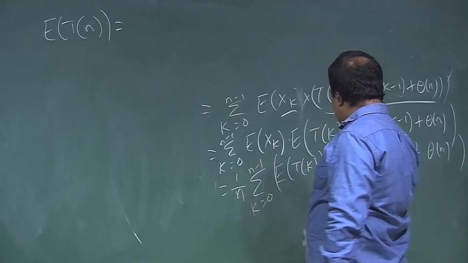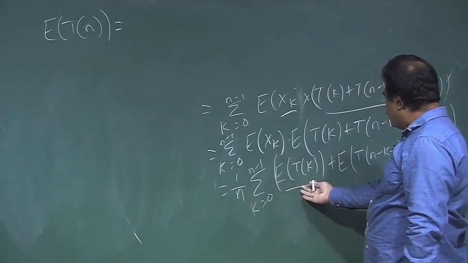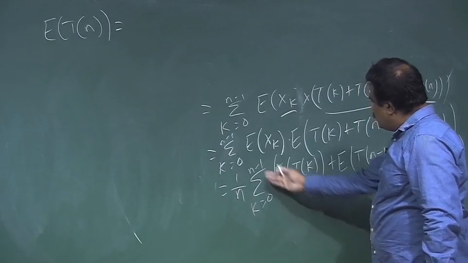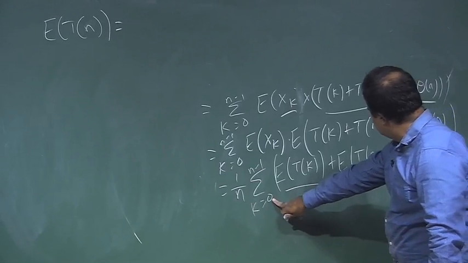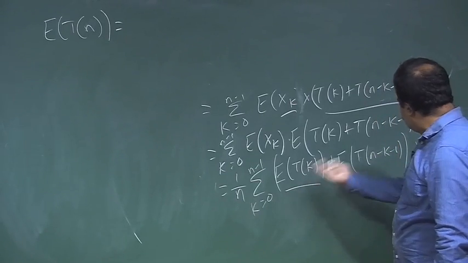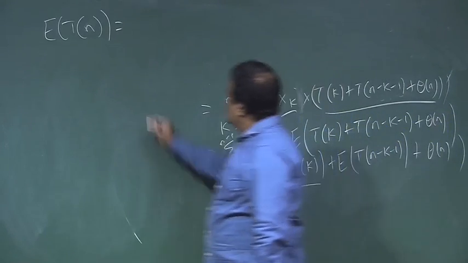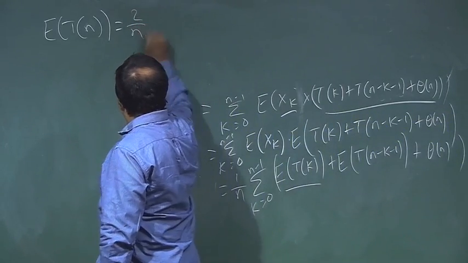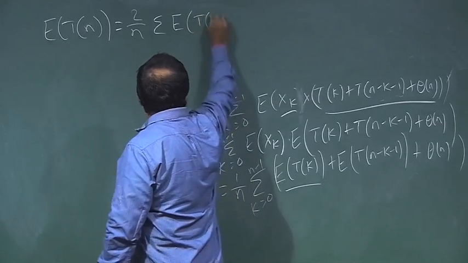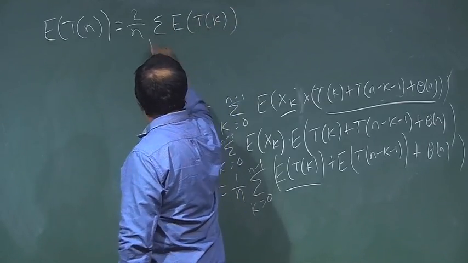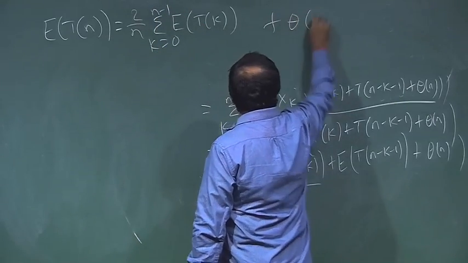Now, these two sums, we can take the sum inside. This is from 0 to n minus 1, and if we put n equal to 0, it is n minus 1 to 0. So the 2 comes out and this will combine with the theta of 1. So, this is basically 2 by n summation of expectation of T(k), k equal to 0 to n minus 1, plus theta of n.